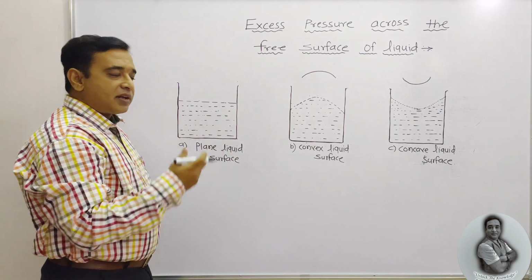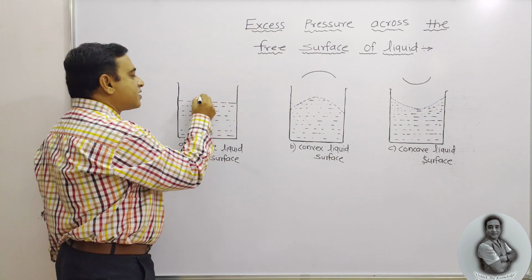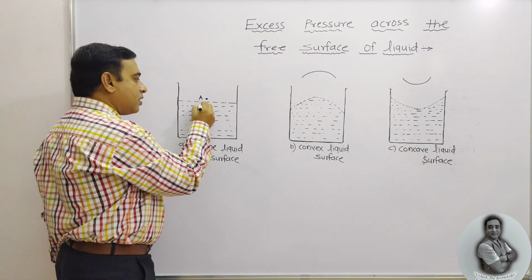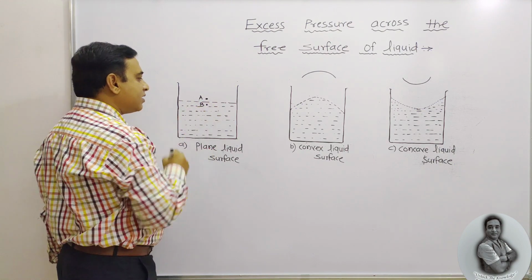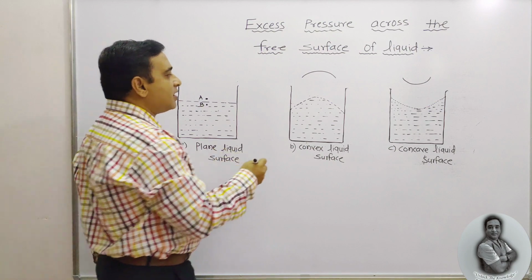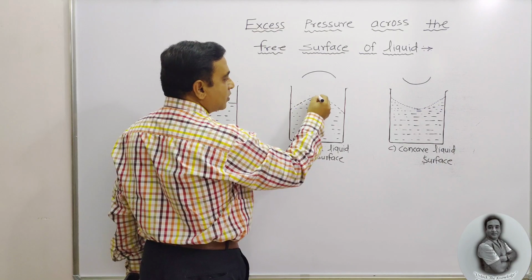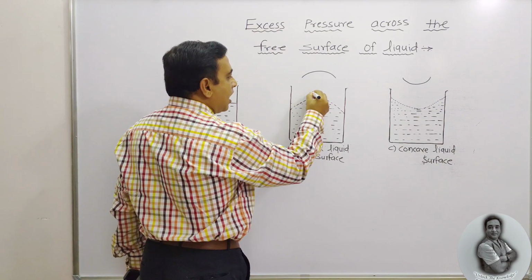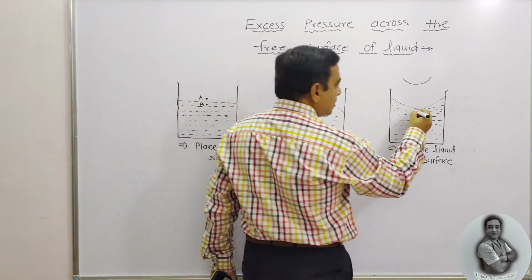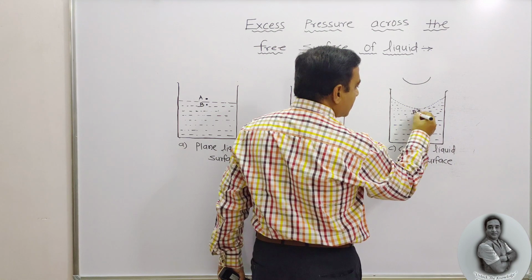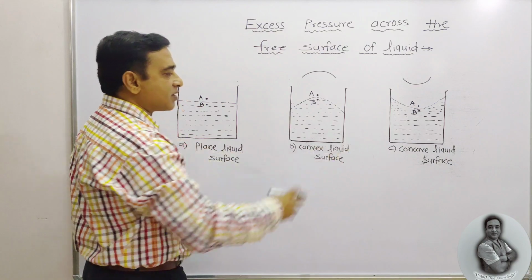First one is a plane surface. I need to consider two points here at the surface: one point nearer to the surface but outside the liquid, in air, and one point inside the liquid but nearer to the surface. Similarly, I am going to take the point B inside the liquid close to the surface. Here it is point B, here it is point A, similar to the plane and convex liquid surfaces.